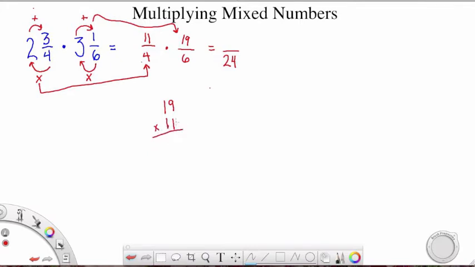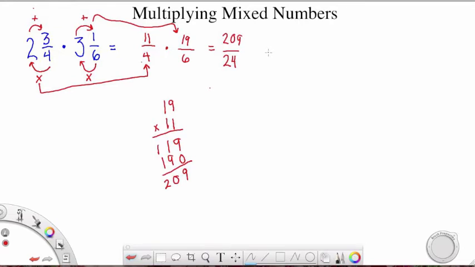And when we do that, 1 times 9 is 9, 1 times 1 is 1. Put a 0 here as a placeholder. 1 times 9 is 9, 1 times 1 is 1. We add these two together. 9 plus 0 is 9. 1 plus 9 is 10. Carry the 1. 1 plus 1 is 2. So we have 209 24ths.